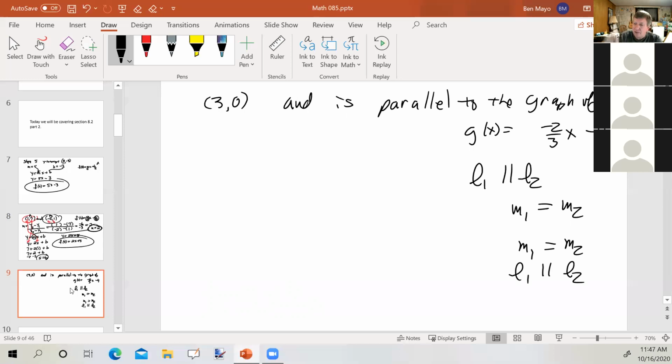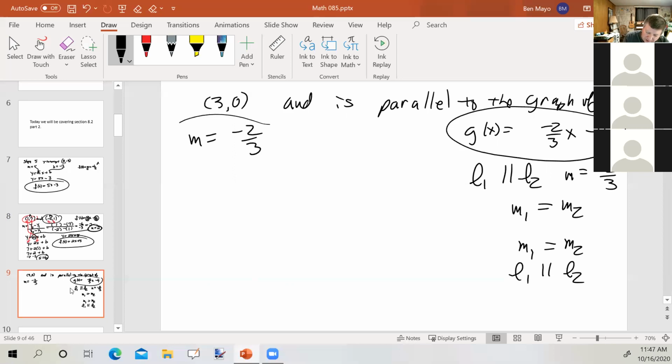Since the line we're trying to find is parallel to the original line, we need the slope of the original, of g of x. What is the slope of this function? -2/3. So that's the slope we're going to use. So we're going to use this slope and this new point that's on the new line we're going to create. So all we used that original g of x function for was to get the slope. Since the lines are parallel, we're going to use that same slope.